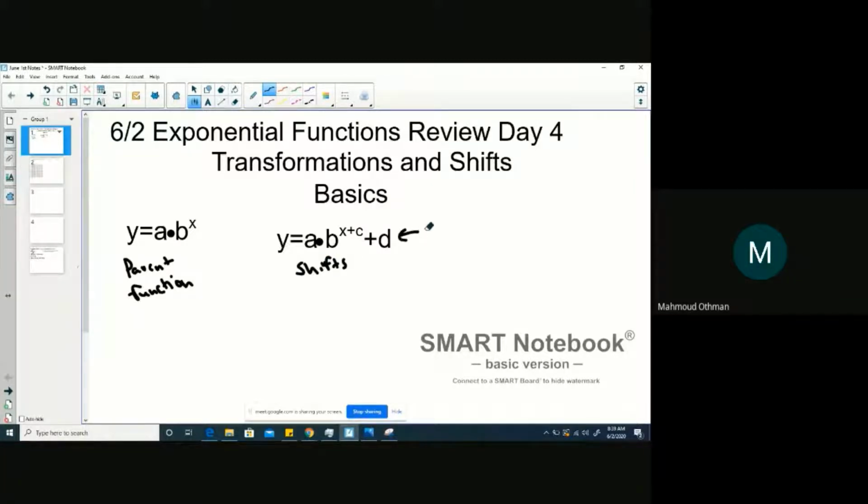The d controls how much it's up or down. The c controls how much it moves to the left or right. A is the starting value, and b is your rate.